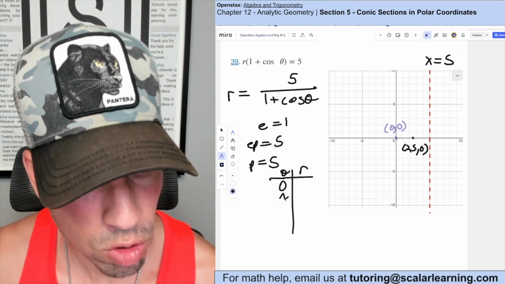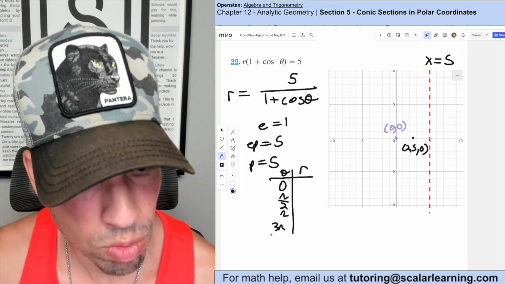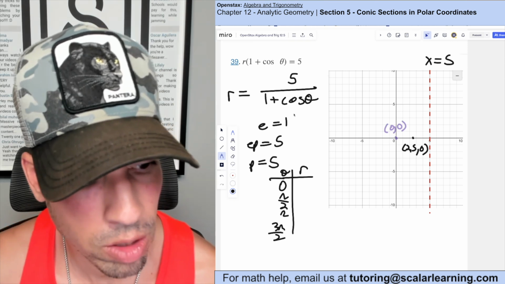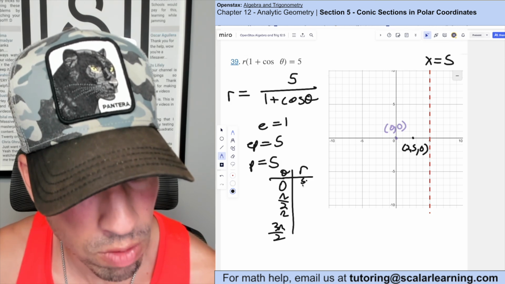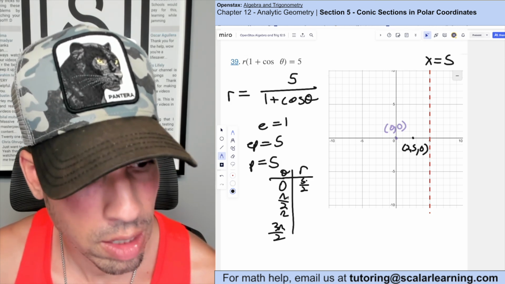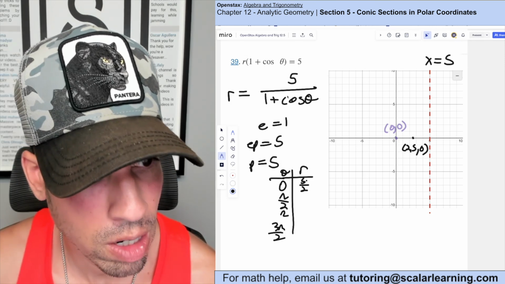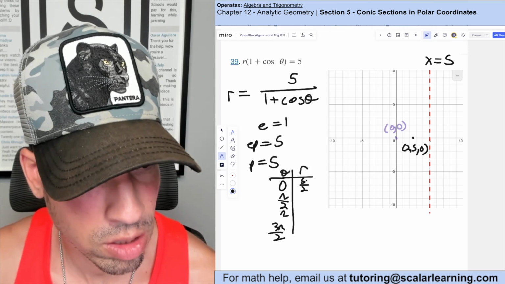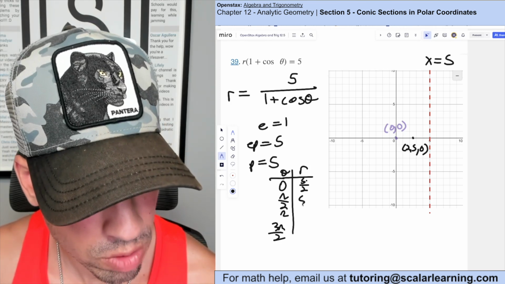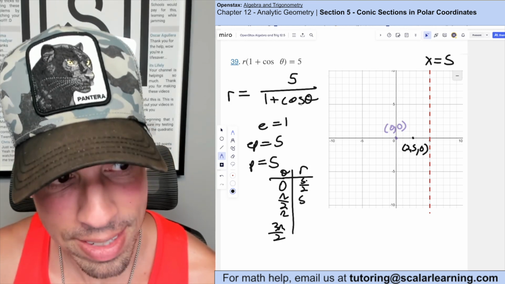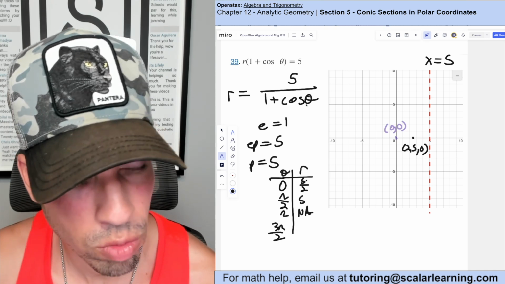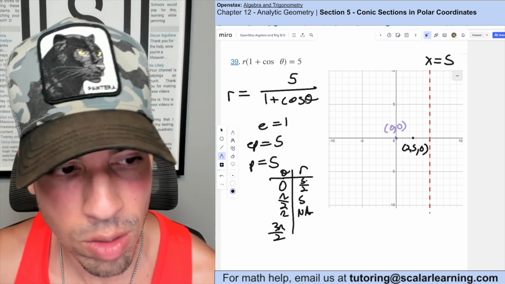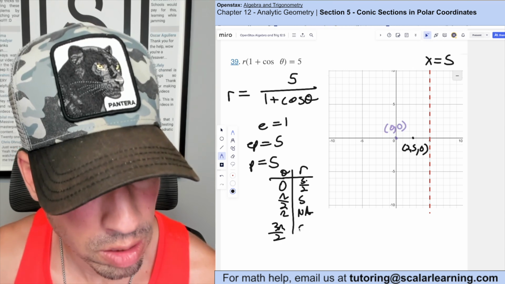Now let's get a couple of points to finish the graph. So again, we got 0, pi halves, pi, and 3 pi halves. Let's get those corresponding r values. So I plug in 0, cosine of 0 is 1, 5 over 1 plus 1 is 5 over 2. Plug in pi halves, which is going straight up. Cosine of pi halves is 0, 5 over 1 therefore is 5. Cosine of pi is -1. That's going to be undefined, so we'll just say not available. And then 3 pi halves. Cosine of 3 pi halves, once again, is 0. 5 over 1 is 5.